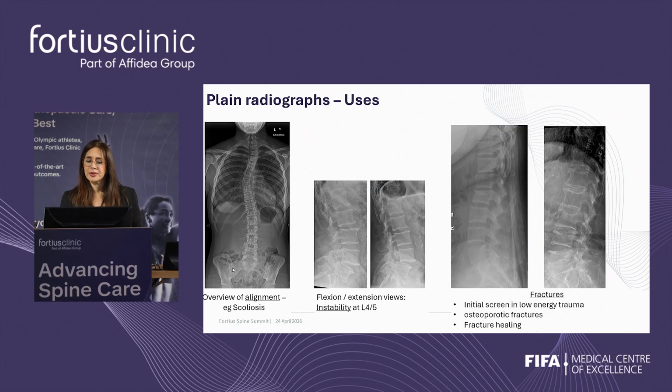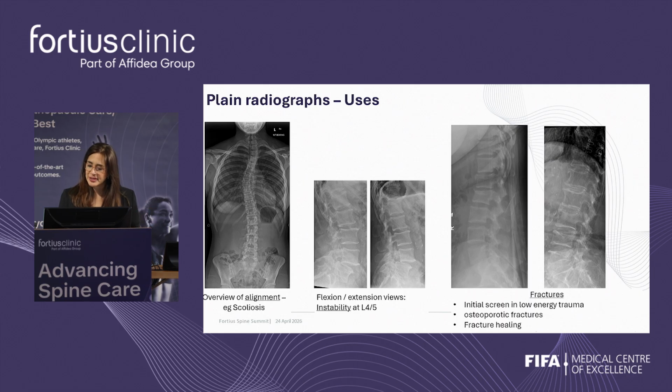But here are some examples of their uses. So one is looking at the overall alignment of the spine, which is quite useful in terms of surgical assessment as well. So in this patient with a scoliosis, you can see very clearly and get an overall picture. As Gordon talked about, instability is really important. We don't get that dynamic information on CT or MRI, but a very simple lateral flexion and extension X-ray will tell us whether there is movement going on at a particular level, which is really important to know.